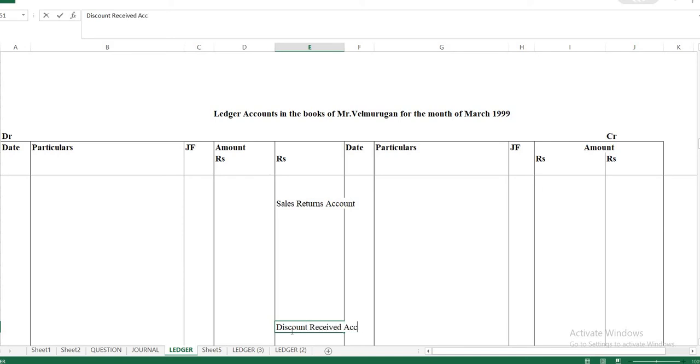Discount received account. Okay, again give some space. Not much space is required for discount received, discount allowed, purchase return, sales return. Capital account also needs not much space. Cash account requires some space, and then purchases, sales, and then person's names, a few spaces required. You leave accordingly how much you require.